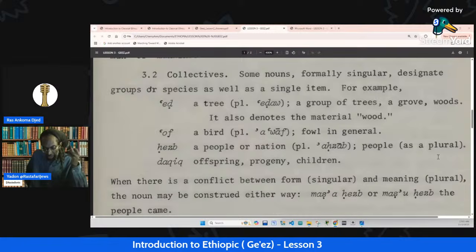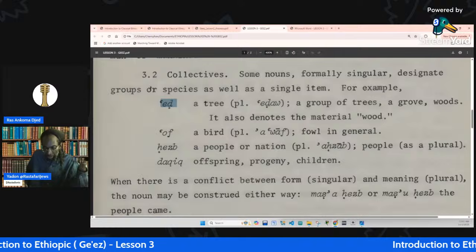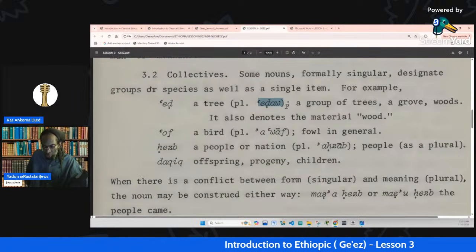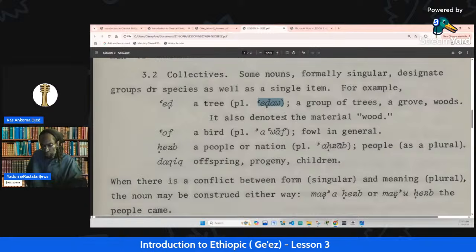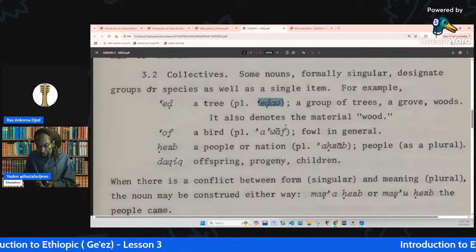It's a tree. The plural is a group of trees, right? It could be like a grove or woods.